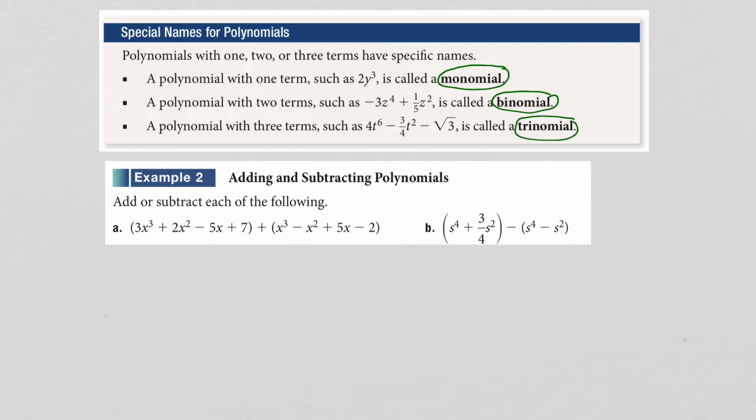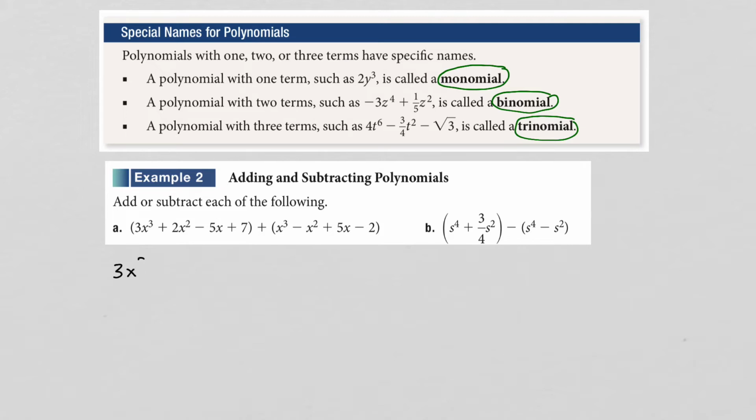Let's talk about adding and subtracting polynomials. To add and subtract polynomials, it's a pretty simple process. All you need to do is add or subtract the like terms. So in this one here, you see that we have a third-degree polynomial added to another third-degree polynomial. So all we're going to do is just group the like terms together.